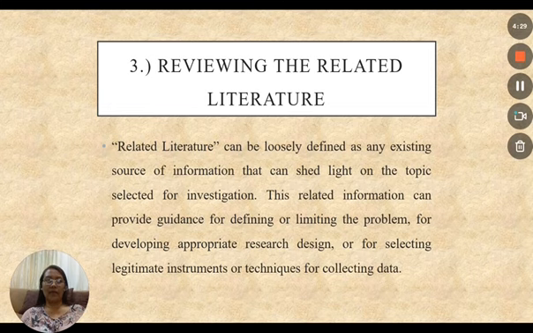Then you have number 3, reviewing the related literature. Related literature can be loosely defined as any existing source of information that can shed light on the topic selected for investigation. This related information can provide guidance for defining or limiting the problem, for developing an appropriate research design, or for selecting legitimate instruments or techniques for collecting data.